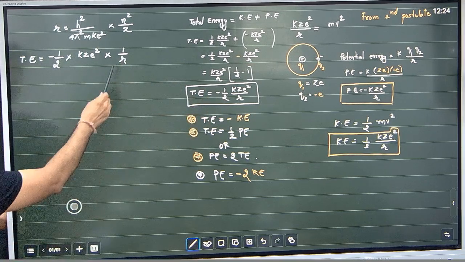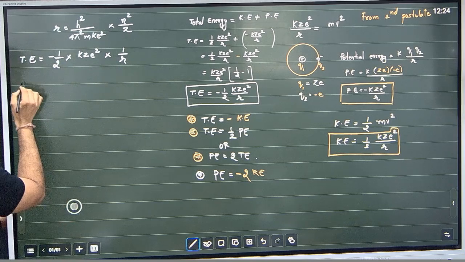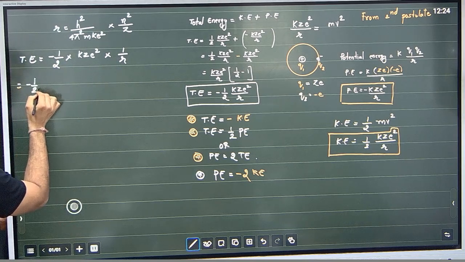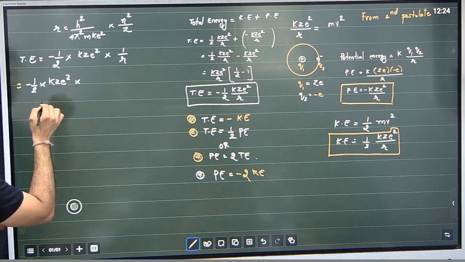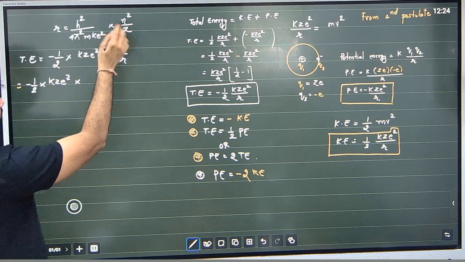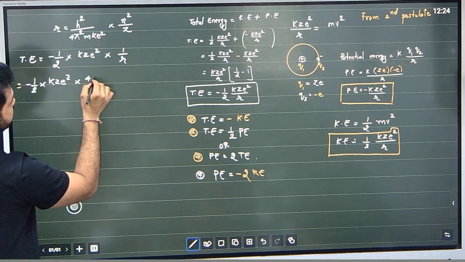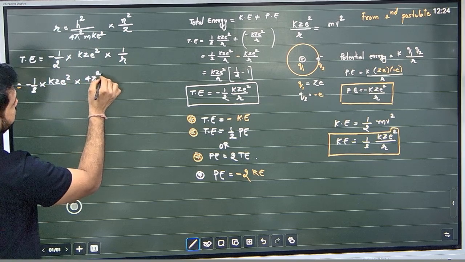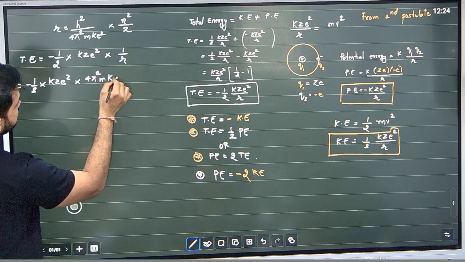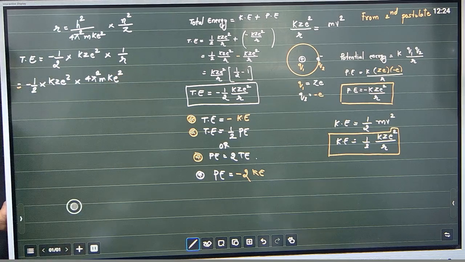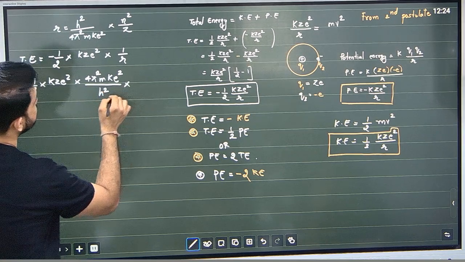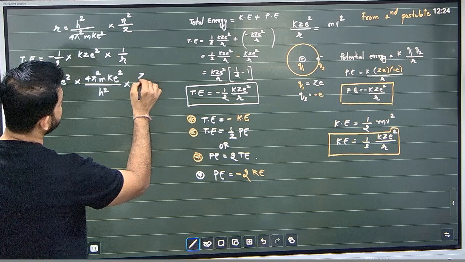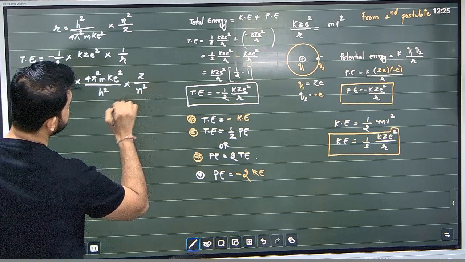Why? Because in place of this 1 by r, what can I substitute? Negative half into kZe squared into... this will become the reciprocal of what we have. So 4 pi square m k e square upon h squared into z upon n square.